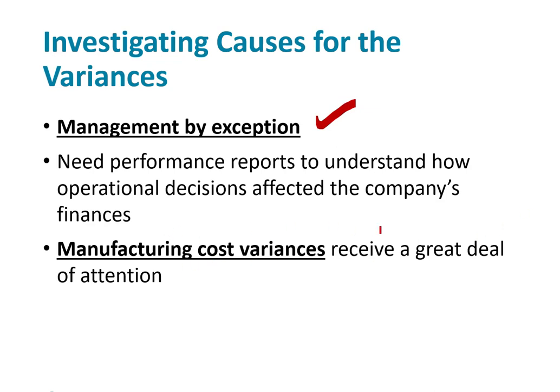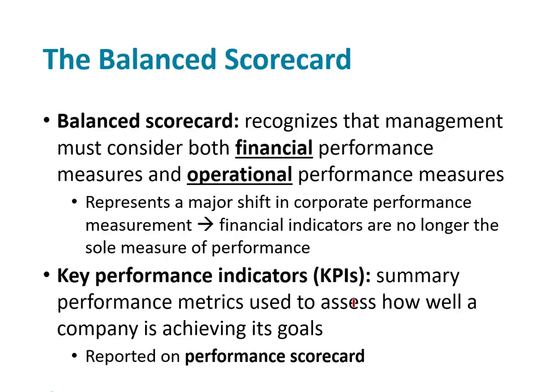That means that we only report on the ones that affect company finances. In other words, there's either an extreme unfavorable or an extreme favorable amount. Manufacturing cost variances receive a great deal of attention because in managerial accounting, if you remember from the first chapters, we are primarily interested in bringing down the costs.